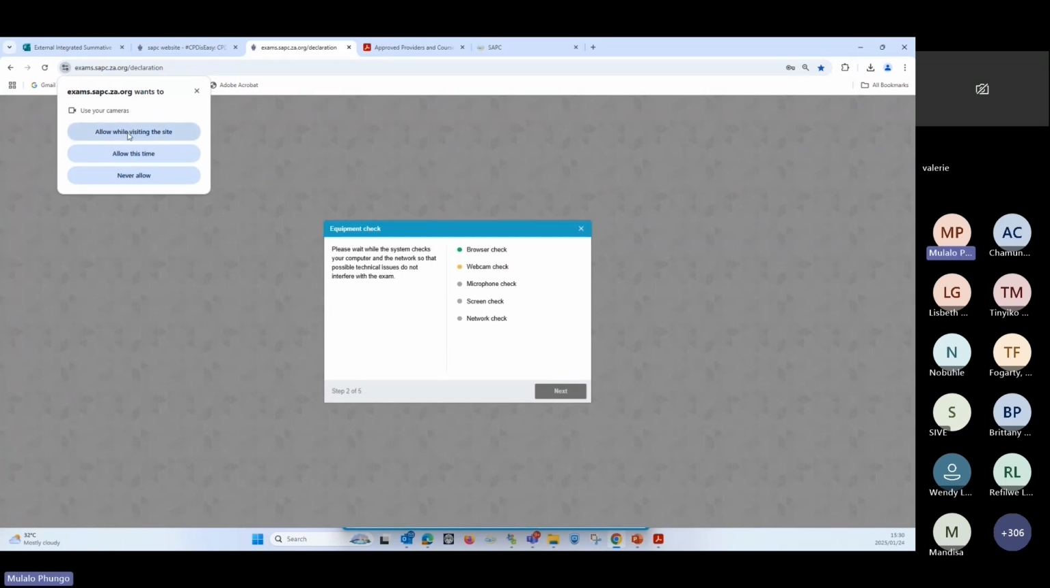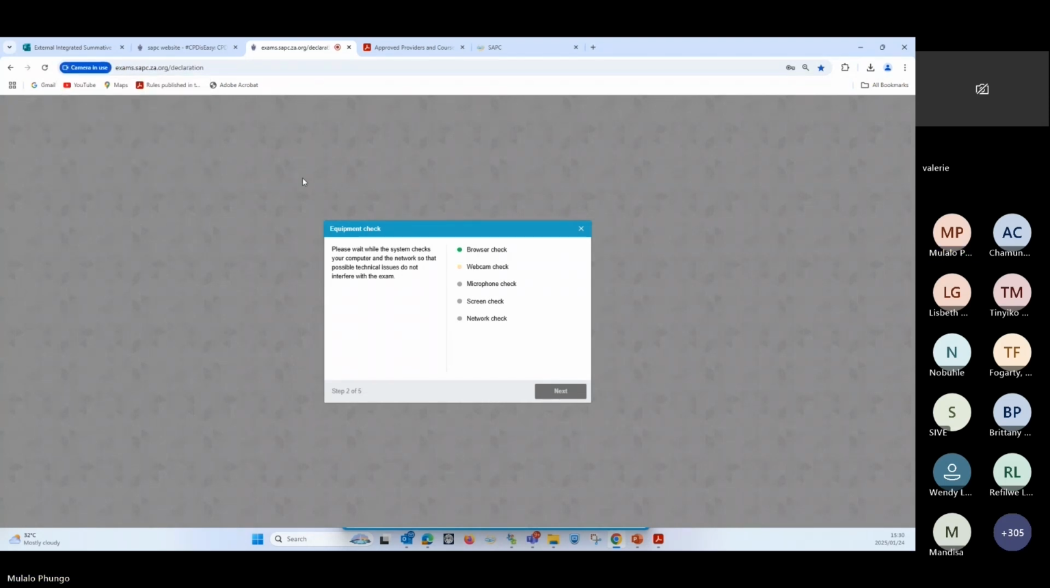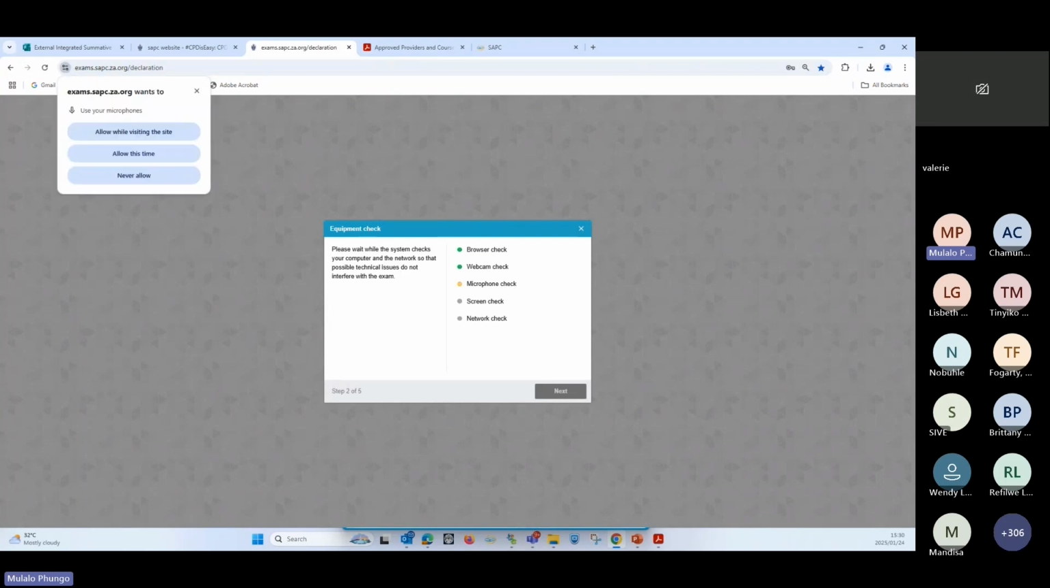So over here, it says allow while visiting the site. I'm going to say allow this time. And for SAPC purposes, I would allow all the time because I do know who that SAPC is. And you see now, when I said allow this time, it was the webcam.